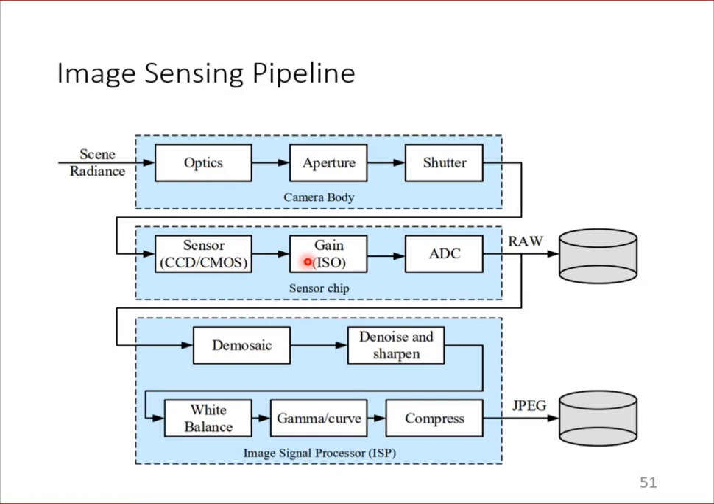Then, because the received light is very limited but we want larger signals, there's an amplifier. It means to amplify the signal. Then an analog to digital converter. Then we can get raw data. However, the raw data may contain a lot of noise. It may not be good enough for us to use.